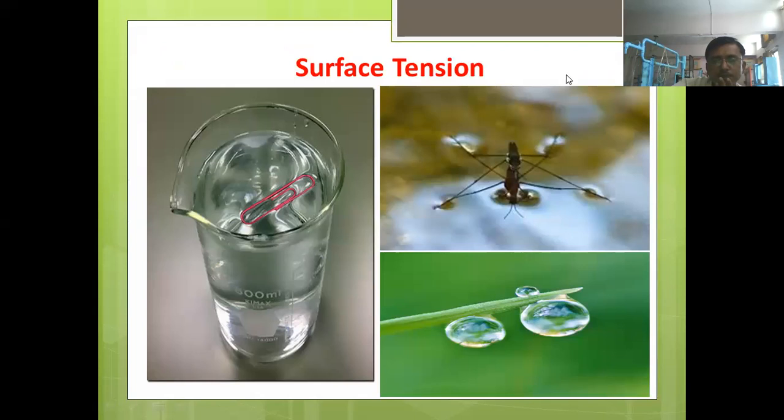The next property, the viscosity, is over now. We are going to learn the next property of the fluid, that is surface tension.